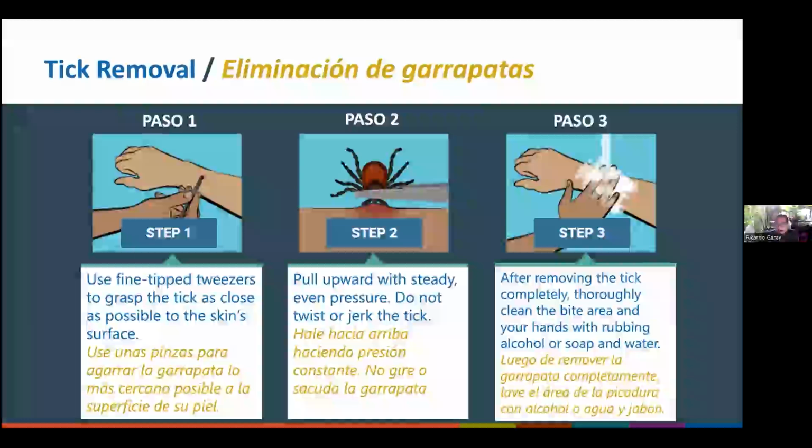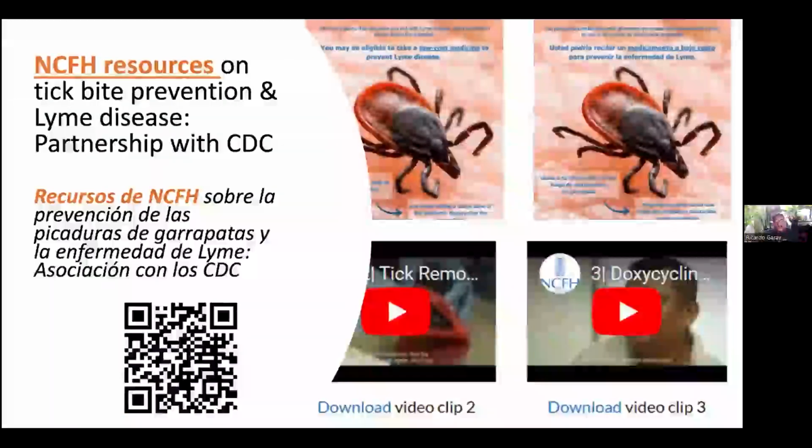Once we do this, after removing the tick completely, it is very important to thoroughly clean the bite area and your hands with rubbing alcohol or soap and water, or at least one or the other.